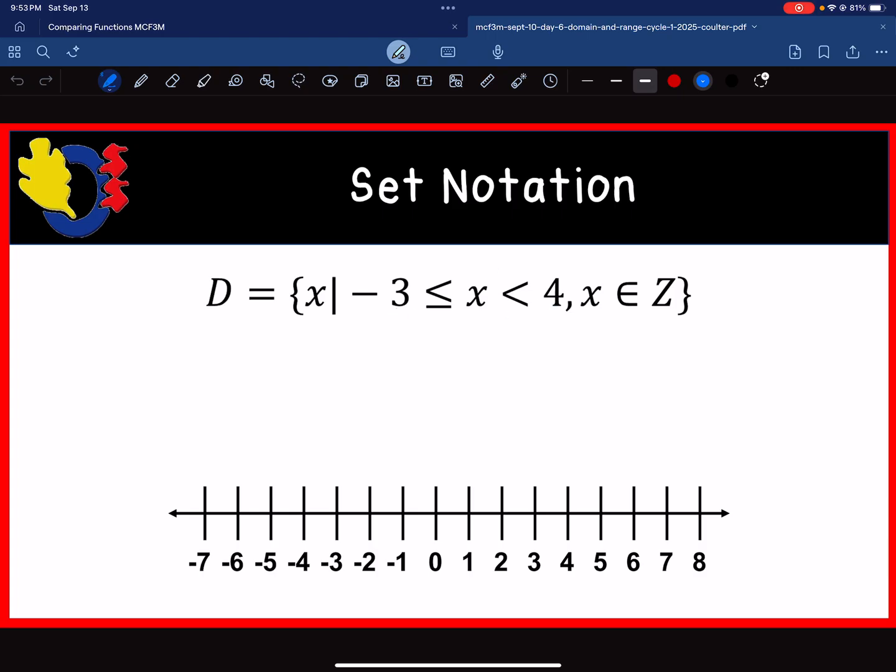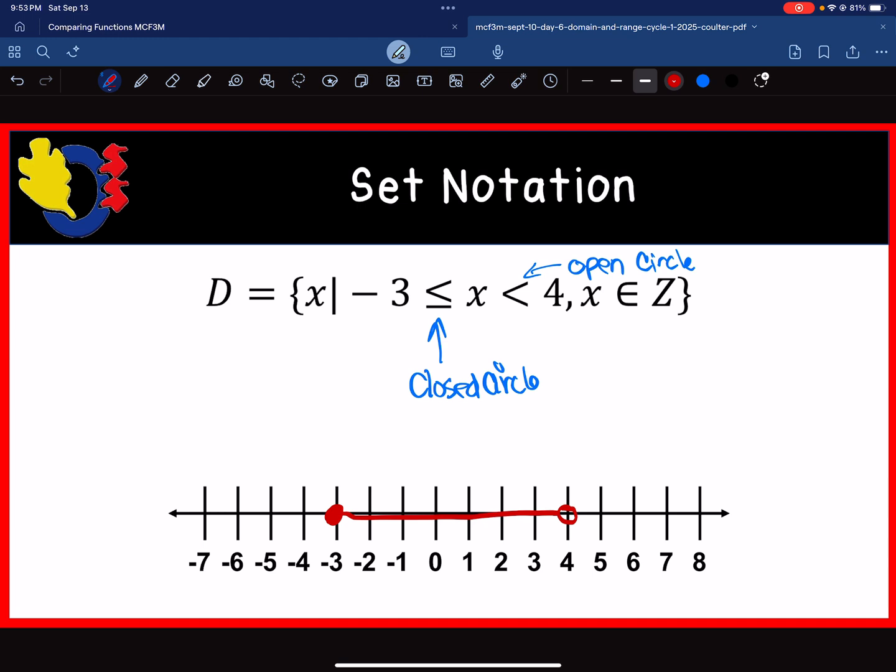So what this would look like is the inequality sign with less than or equal would mean we have a closed circle, and the inequality sign that does not have the equal to underneath, so just less than, is an open circle. So on our number line down here, we're going to go ahead and put a dot at -3, and we're going to close it. We're going to put an open dot at +4, and then we're going to go ahead and connect those with a solid line.